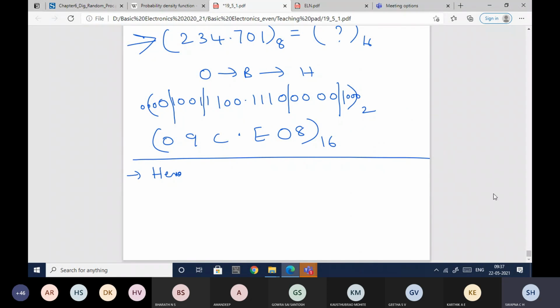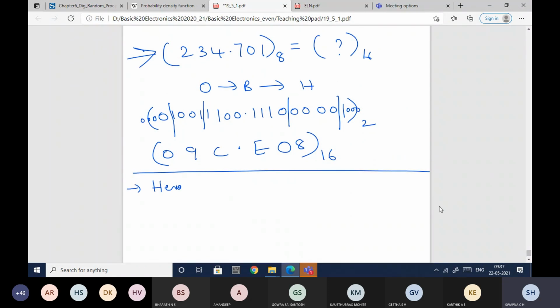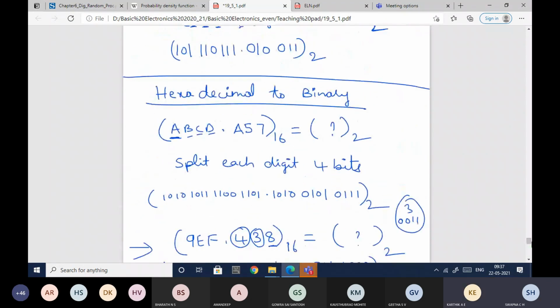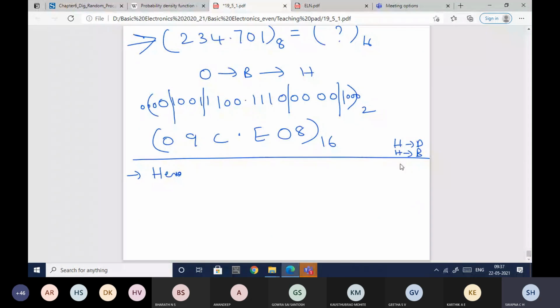Next, hexadecimal. We have converted hexadecimal to decimal, and hexadecimal to decimal is over. Hexadecimal to binary is over. Did we do hexadecimal to binary? Yes, ma'am, we have done hexadecimal to binary also. Now the last one is hexadecimal to octal.